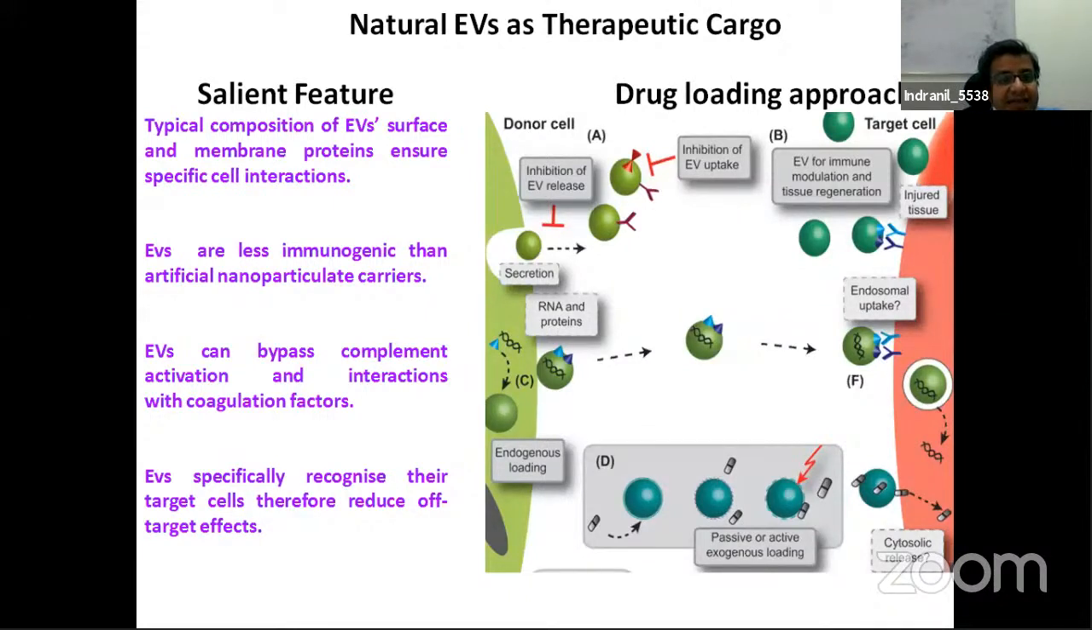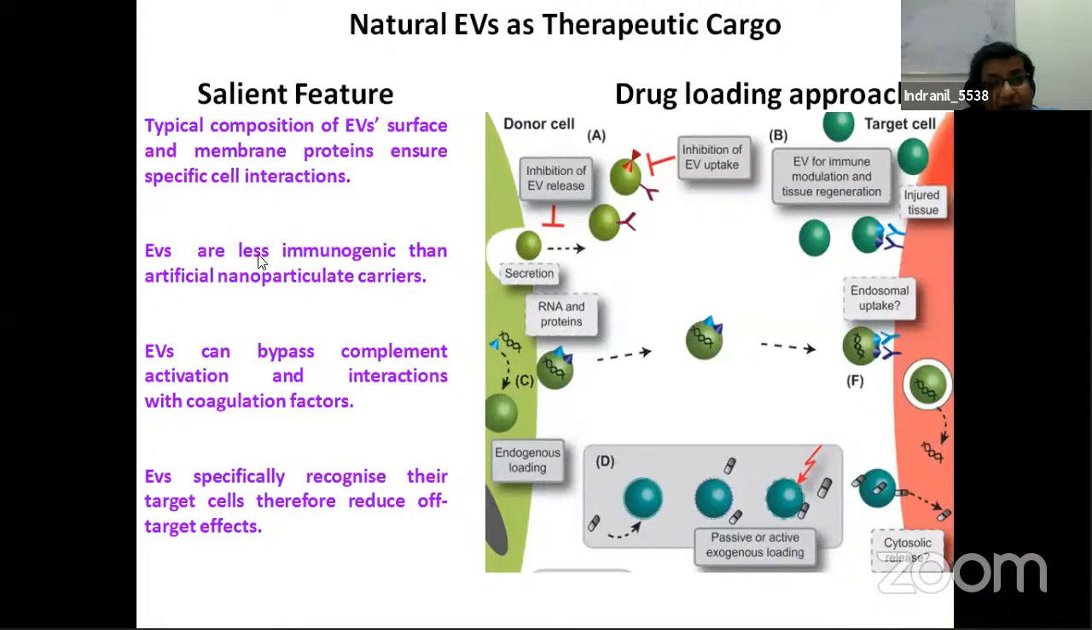Here you can see these membrane-derived vesicles and their typical compositions. EV means extracellular vesicles, what we are talking about as membrane vesicles. The surface and membrane proteins of these EVs are so specific that their interactions can be specific. What I'm trying to say is that when particular cells secrete a kind of membrane vesicle, that vesicle has an affinity toward another kind of cell, and that is very specific. It is not that it can randomly go and interact with any other cells. It has a certain specificity towards another kind of cell.